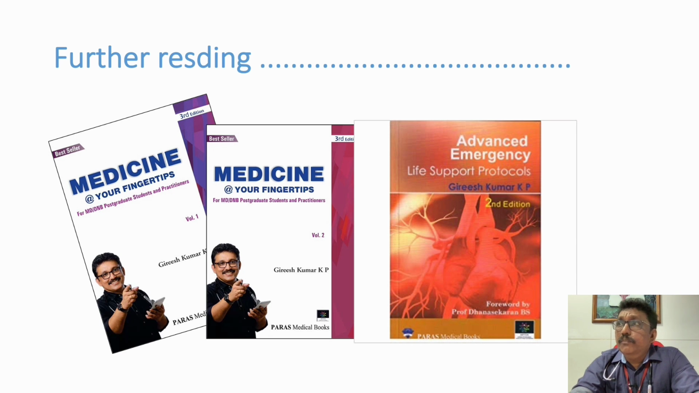BPH is one of the most common causes for obstructive uropathy in our country. BPH can produce acute obstruction of urine and increase post-voidal residual urine. In diabetic patients, it produces a lot of complications like cystitis, urinary tract infection, all these things. So we have to also think about obstructive uropathy.